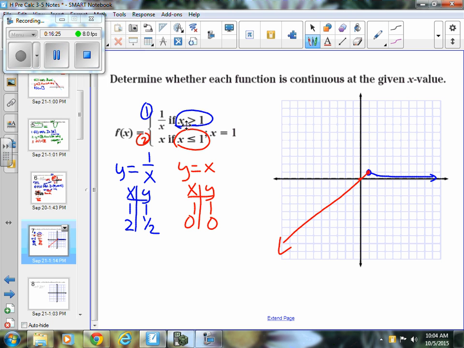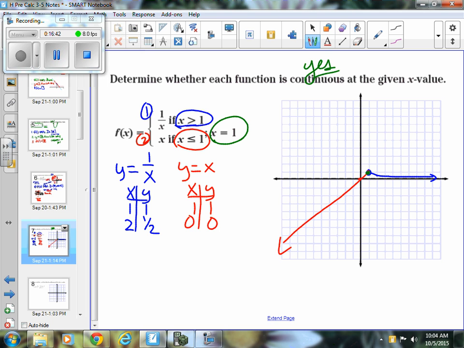So take a look at the whole picture. The graph is continuous everywhere. When you look at that graph, you could trace the entire thing without lifting your pen or pencil. The one place we were concerned about was at x equals 1, and that dot got filled in, so we're good. So we know this graph. The short answer is yes, it's continuous.